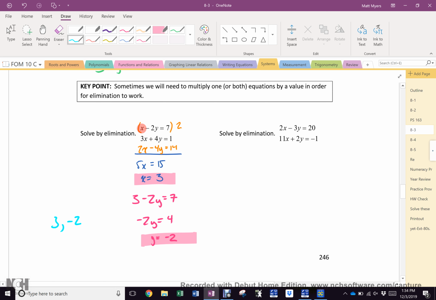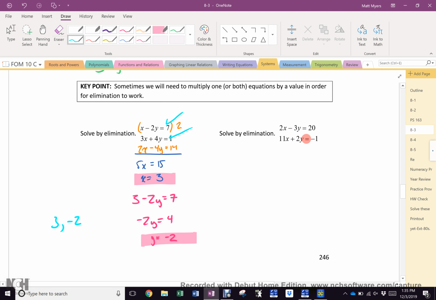Is 3, what's minus 2 times minus 2? Positive 4. Is 3 plus 4 7? So did we do it right? Is 3, what's 3 times 3? What's 4 times negative 2? Negative 8. Is 9 minus 8 1? So did we do it right?